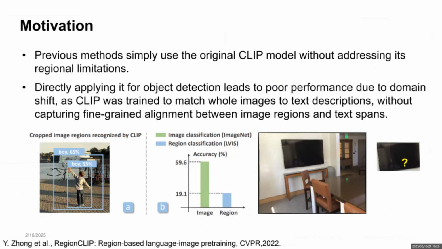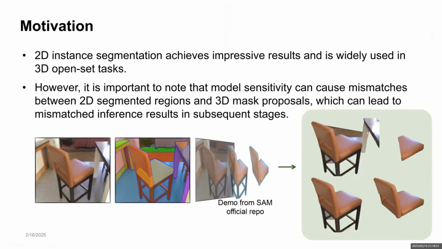First, most methods use the original CLIP model but overlook its regional limitations. Applying it directly to object detection results in poor performance due to domain shift, as CLIP was trained to match entire images to text descriptions without capturing detailed alignment between image regions and text. Second, 2D instance segmentation achieves strong results and is widely used in 3D open set tasks. However, model sensitivity can cause mismatches between 2D and 3D mask proposals, leading to incorrect inference results in later stages.